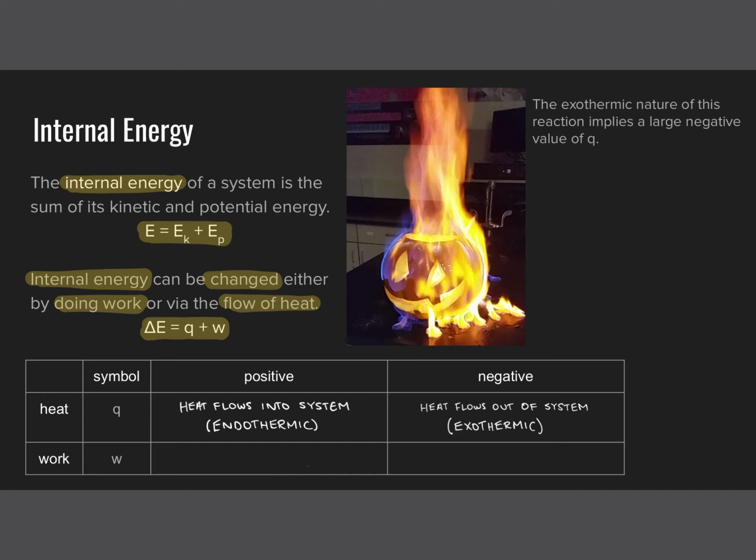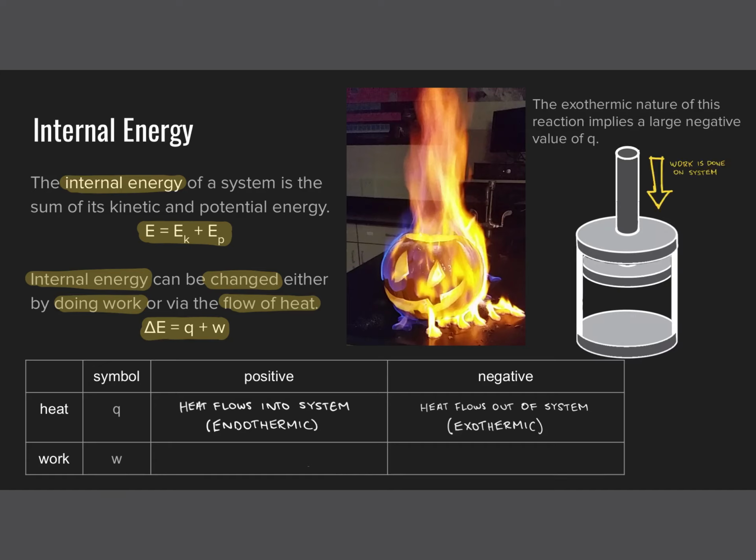Same logic we can apply to work. If we do work on the system by, say, for example, taking a gas phase system within a cylinder and compressing that piston, that is, again, we have to push on that piston to compress the gas inwards. If we do work on that system, then we've essentially added energy into that system. And because of that, the sign on W for the change in internal energy would be positive. So if work is done on the system, it ends up at higher potential energy, and therefore W is positive.